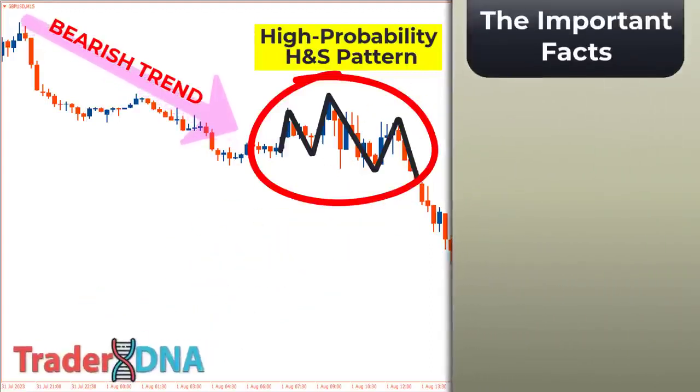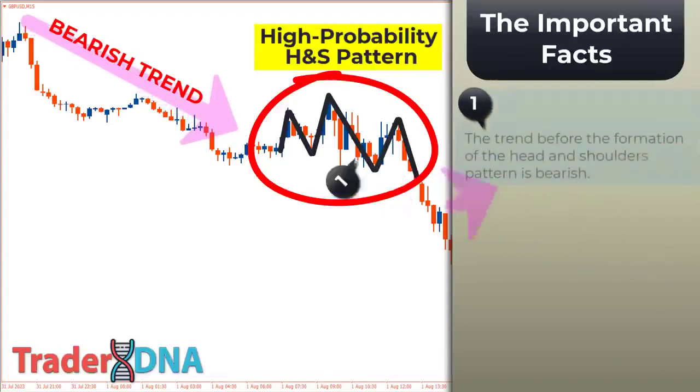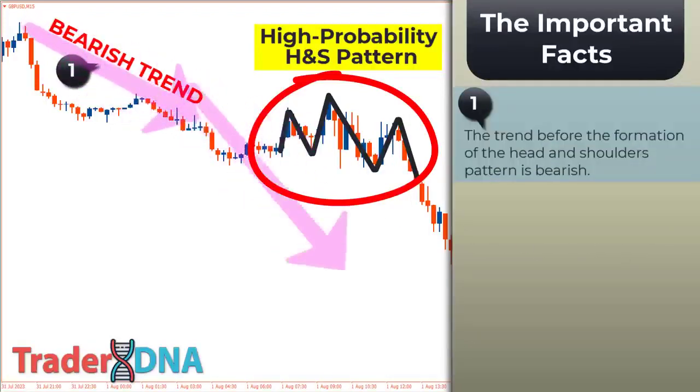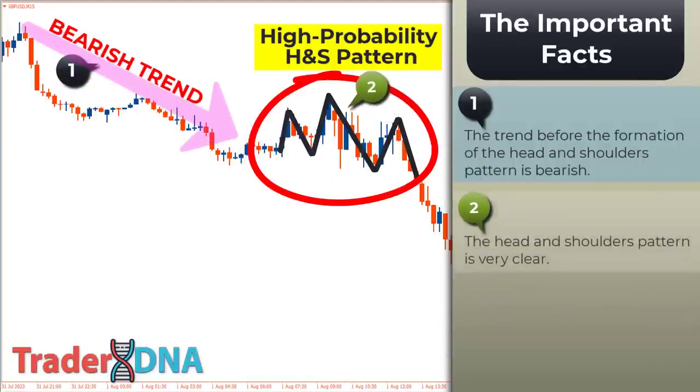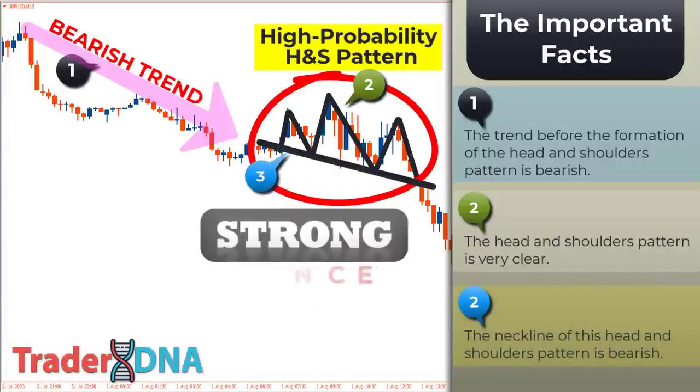Here are the important facts about this head and shoulders pattern. First, the trend before the formation of the head and shoulders pattern is bearish. Second, the head and shoulders pattern is very clear. Third, the neckline of this head and shoulders pattern is bearish. This is a very strong confluence.